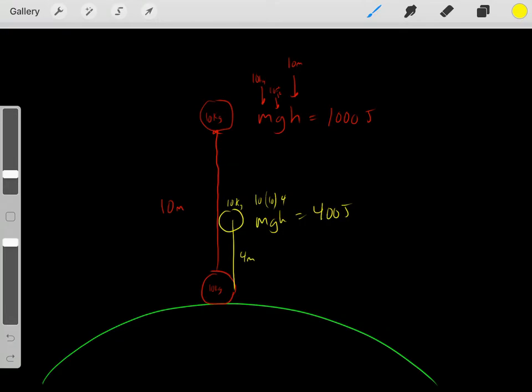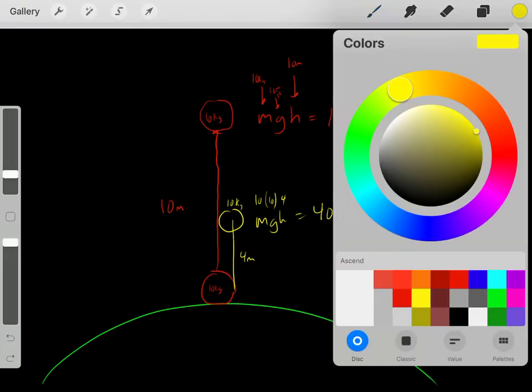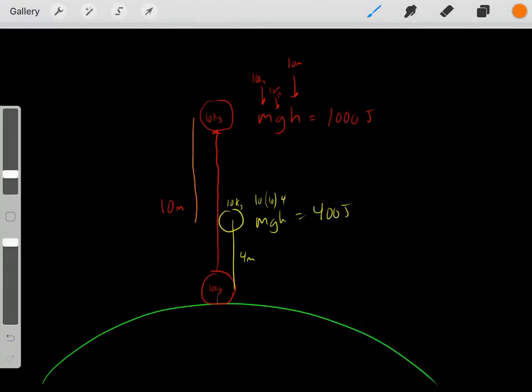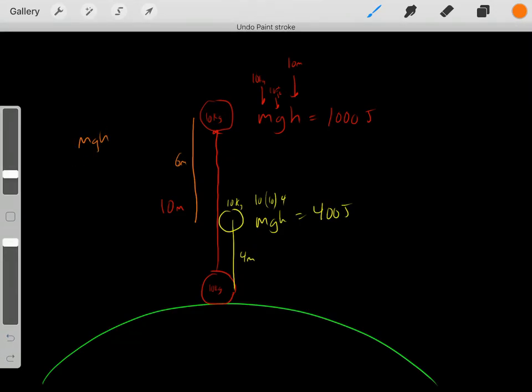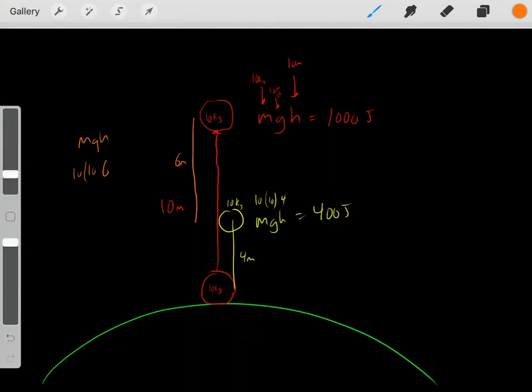Another way we could have done this is we saw that this difference in height must be 6 meters. Because if this was 10 and this is 4, we know this must be 6 meters. So again, using mgh, remember this equation tells us the change in gravitational potential energy. This difference in location, that height, would be 6 meters. g is still 10 and mass is still 10. So this would give us 600 joules. So this tells us the change in gravitational potential energy, which we see is 600 joules.